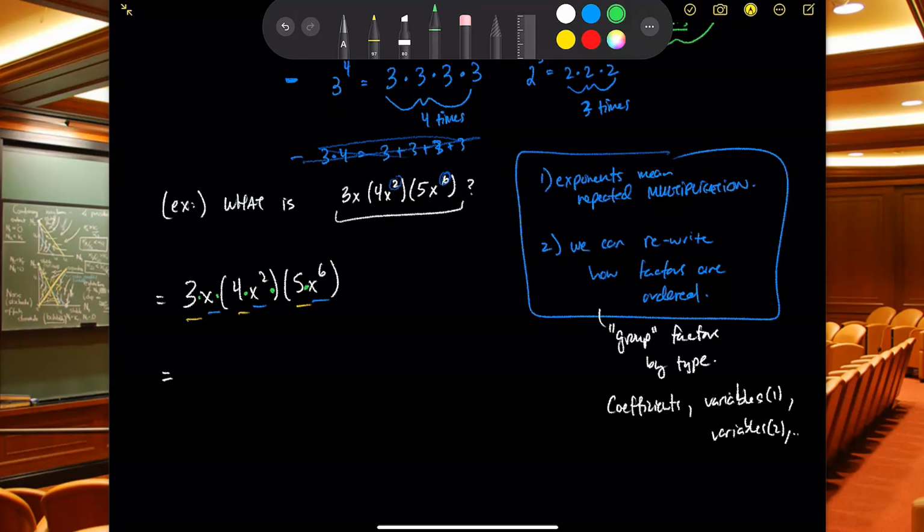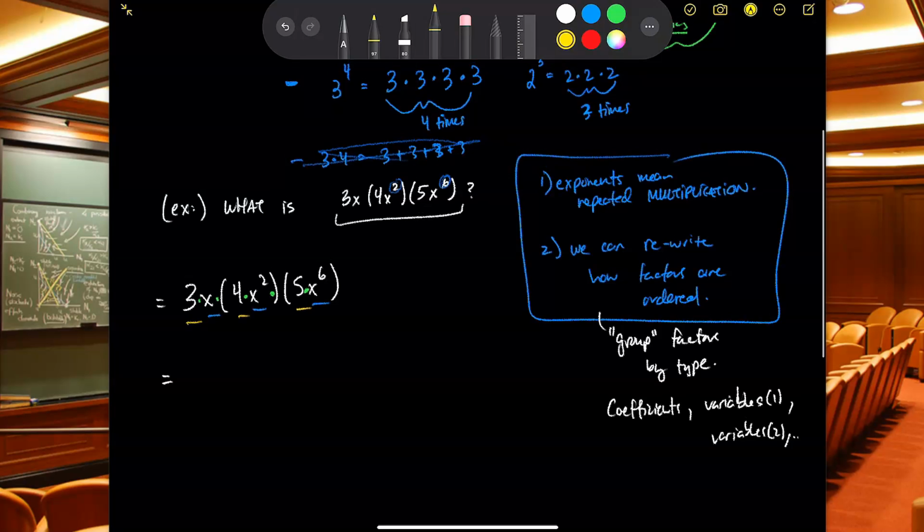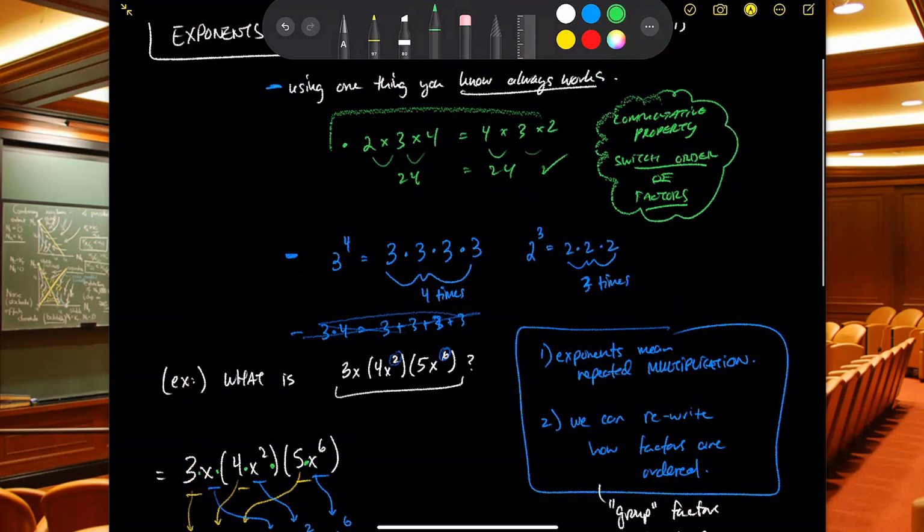So what we can do is rearrange and say this is the same as 3 times 4 times 5 times x squared times x to the 6th. So notice what happened. I rearranged so that all my real number coefficients came out in front, so I got that kind of type grouped up. And then I've got my variable parts over on this side. Why is this okay? Because of this.